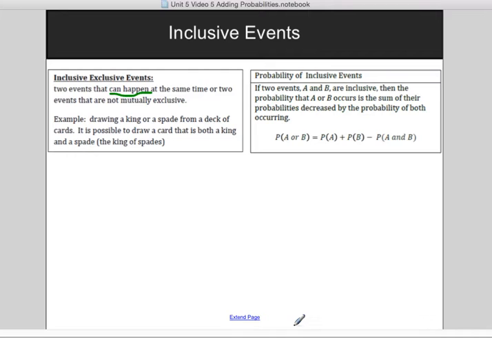So the way this one works is it's still an or statement, so we still use addition. But the thing that's different is if they can both happen at the same time, you subtract when they both happen. I like to call it the probability of both. So you add them together, then subtract the probability that they both happen at the same time.